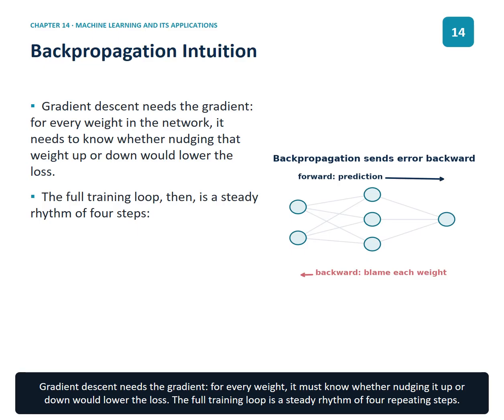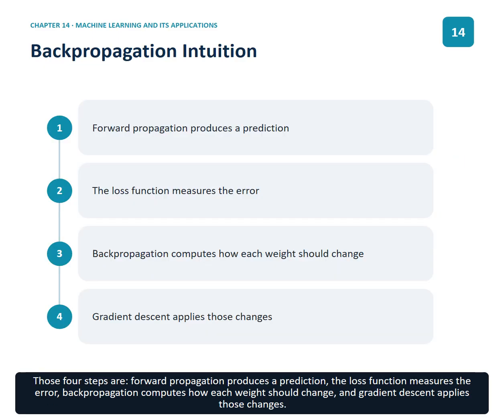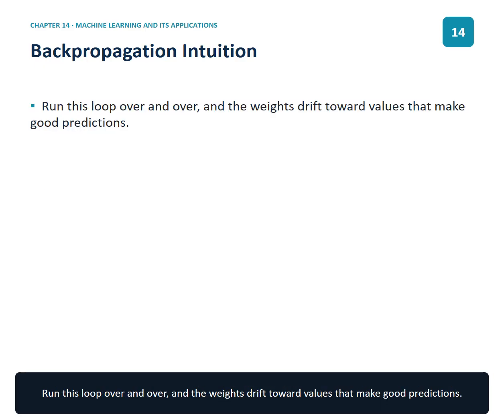The full training loop is a steady rhythm of 4 repeating steps. Those 4 steps are: forward propagation produces a prediction, the loss function measures the error, backpropagation computes how each weight should change, and gradient descent applies those changes. Run this loop over and over, and the weights drift toward values that make good predictions.